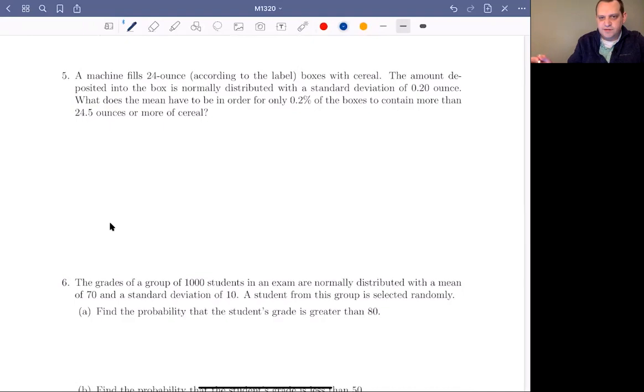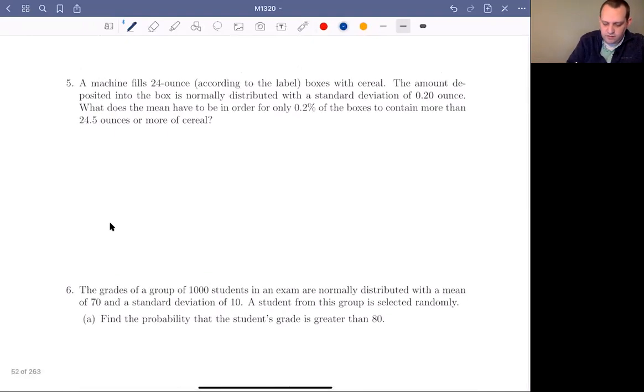I'm not going to draw the graphs anymore. I think we're okay with that. We have to figure out what's the cutoff so that the area under the curve to the right of that is 0.002, because it's 0.2%. That's going to be qnorm of 0.998, which is 2.878 according to R.